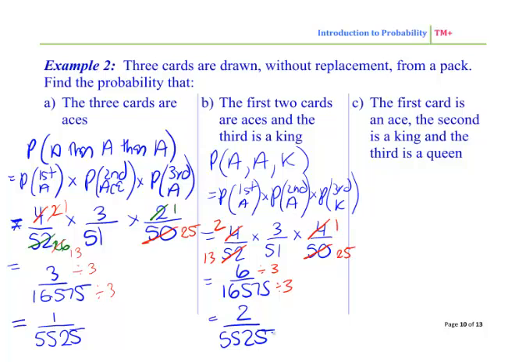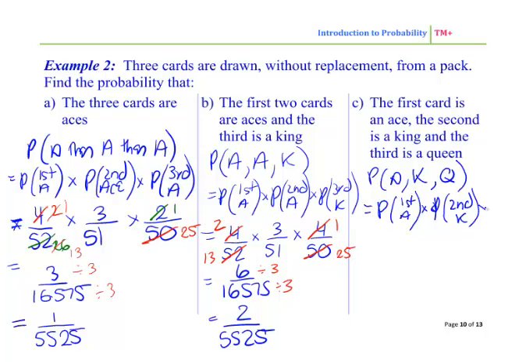Okay, next the first card is an ace, the second is a king, and the third is a queen. So we've got the probability of ace, king, queen equals the probability that the first is an ace times the probability that the second is a king times the probability that the third is a queen. So from here I have 4 out of 52. King, I still have 4 but out of 51. Queen, I still have 4 but out of 50. Okay. Just multiply across, you don't have to reduce.